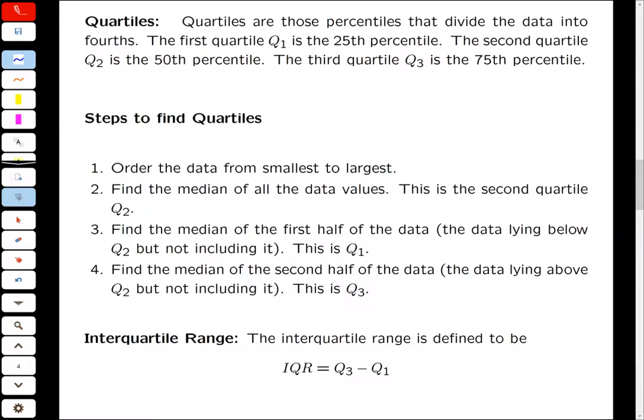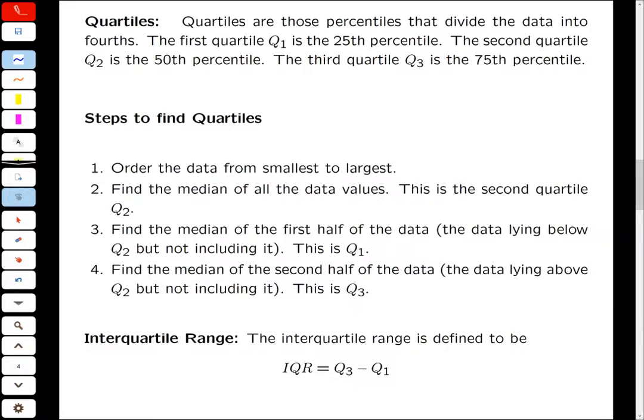Okay, quartiles. Listen, when you're looking at data sets, you want to know what is the lowest 25% of data, the middle 25%, upper 25%, and the largest 25% of your data. And so we divide these into quartiles. Quartiles are those percentiles that divide the data into fourths. The first quartile, Q1, is the 25th percentile. That means 25% of your data lies at or below Q1, 75% lies at or above Q1. This is a break point for the first 25% of the data.